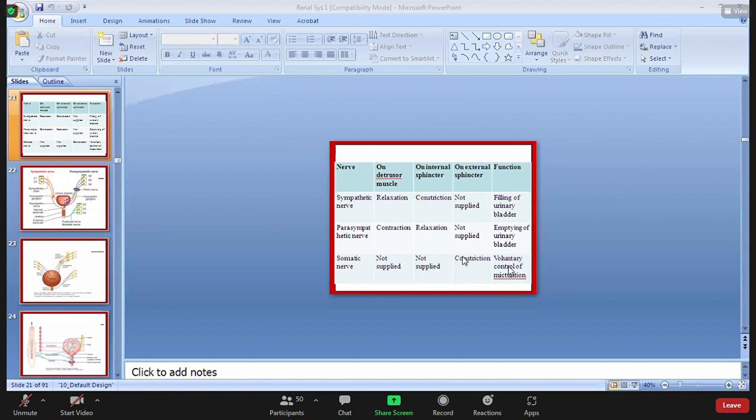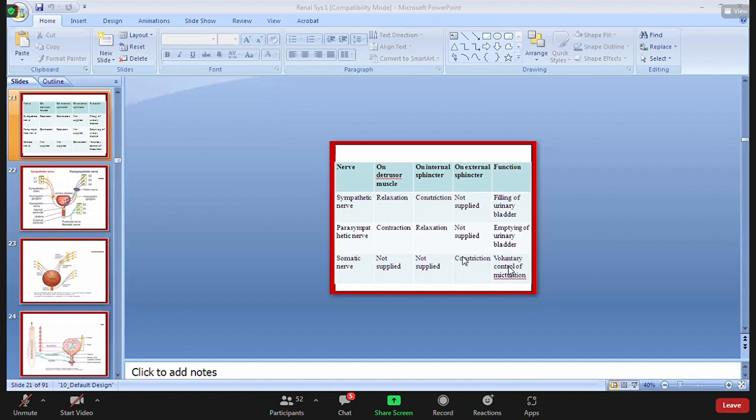Yes, ma'am. Next is the parasympathetic nerve. It's the parasympathetic nerve on the detrusor muscle. If there is stimulation of the parasympathetic nerve, there will be contraction of the detrusor muscle. The internal sphincter gets relaxation. The external sphincter is actually not supplied by the parasympathetic nerve. And what's the function? Emptying of the urinary bladder.